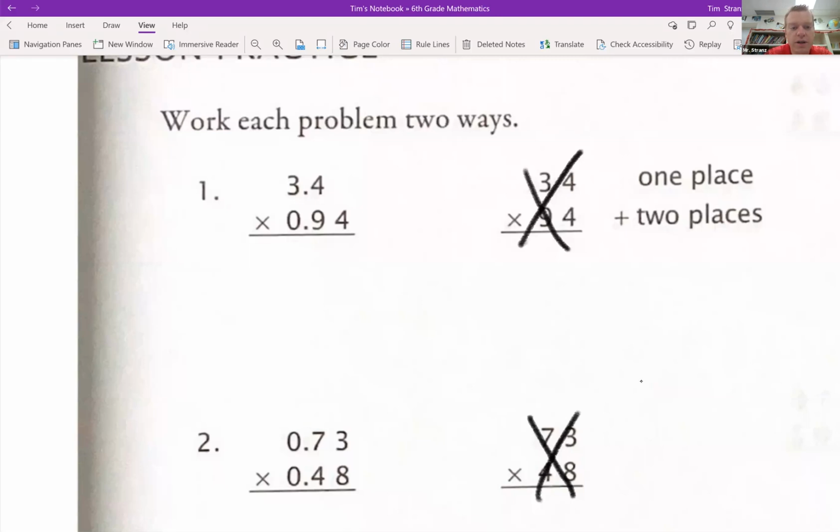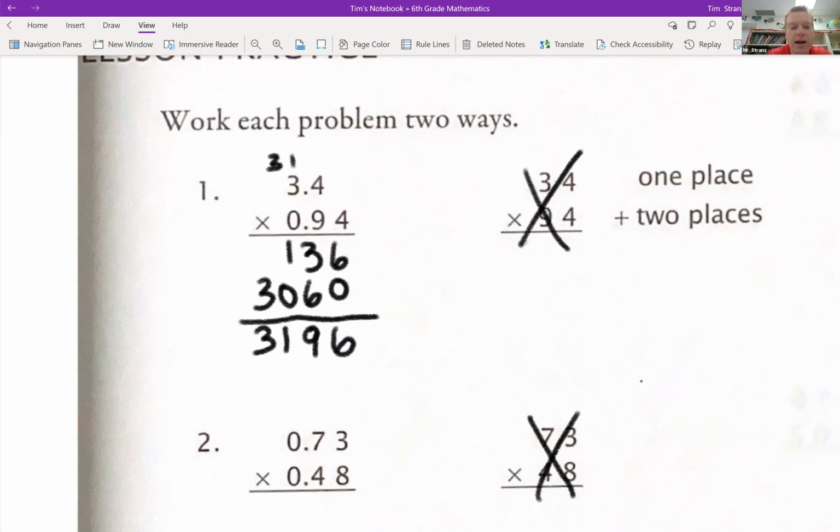We got 4 times 4 is 16. Carry 1, 4 times 3 is 12, plus 1 is 13. Okay, remember you need a placeholder if you have more than one digit. 9 times 4 is 36. 3 up there, 9 times 3 is 27, plus 3 is 30. I'm going to add up these numbers here. 6, 9, 1, 3. And now you have to count how many decimal places you need to move over.